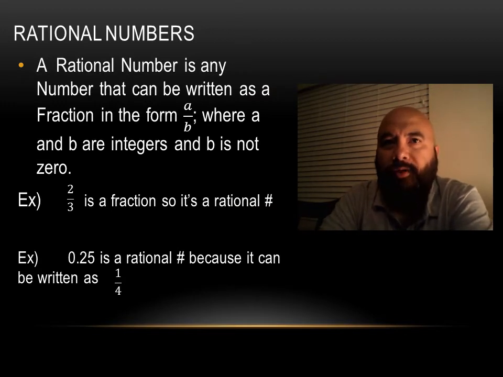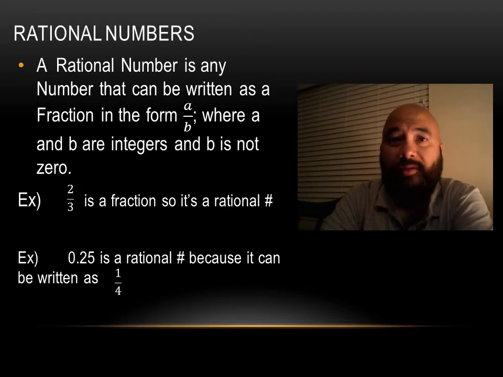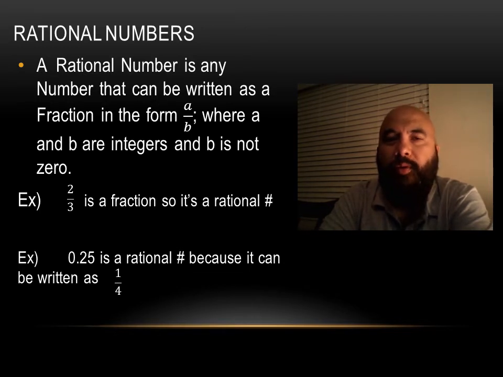Rational numbers. A rational number is any number that can be written in the form of a fraction, a over b, where a and b are integers and b does not equal 0, because then you'll have an undefined number. So anything that can be written as a fraction is a rational number. The first example given is 2/3, which is a fraction, so therefore it's a rational number. 0.25, or 25 hundredths, is a rational number because it can be written as 1 over 4, which is a fraction.